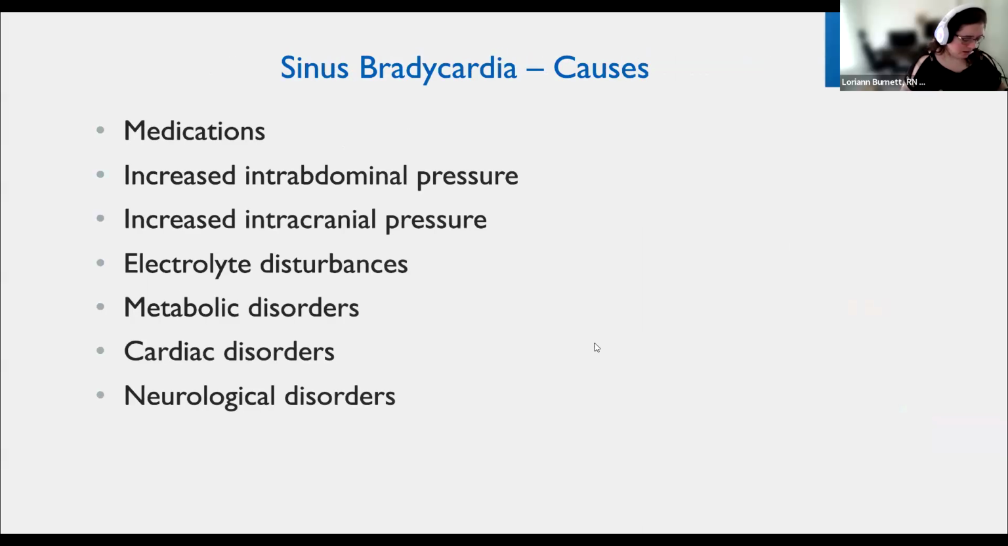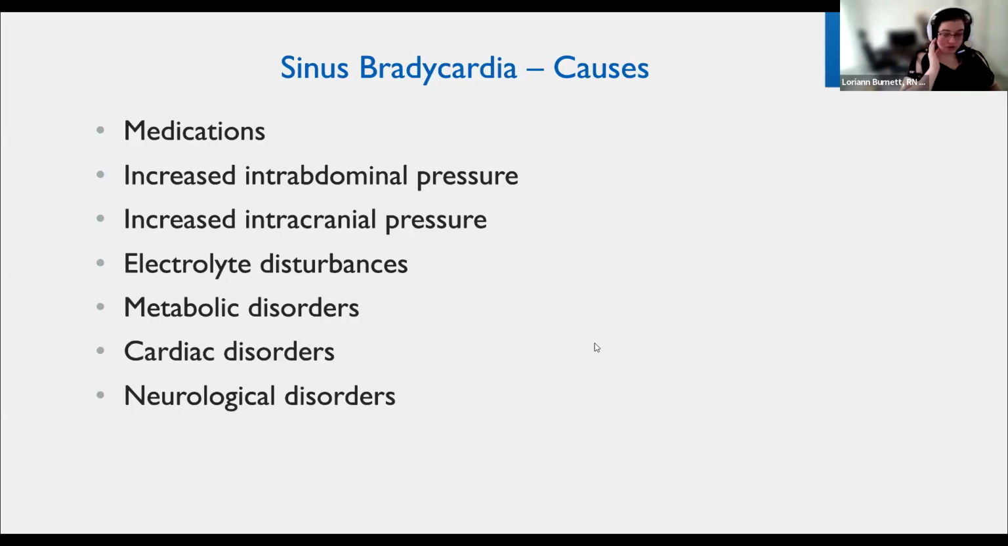So I did forget our medications. We've got our beta blockers, calcium channel blockers, our opioids and benzodiazepines, lithium, ethanol, which is an alcohol, and digoxin. Digoxin works because it makes the heart more efficient. So as a result, the heart doesn't have to be as fast, but it can cause bradycardia. Our increased intra-abdominal pressure is going to squeeze the heart and make it harder. This could be from vomiting, NG suctioning, or vagal stimulation.